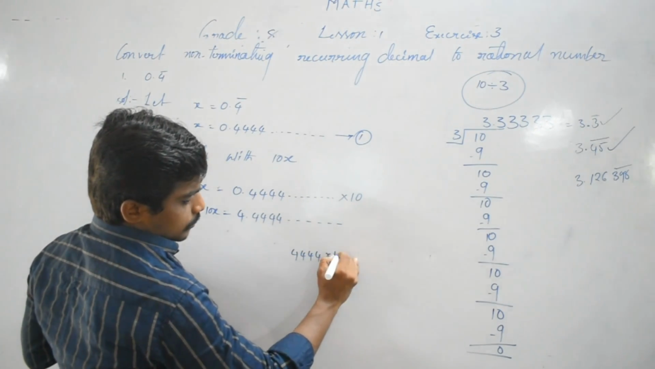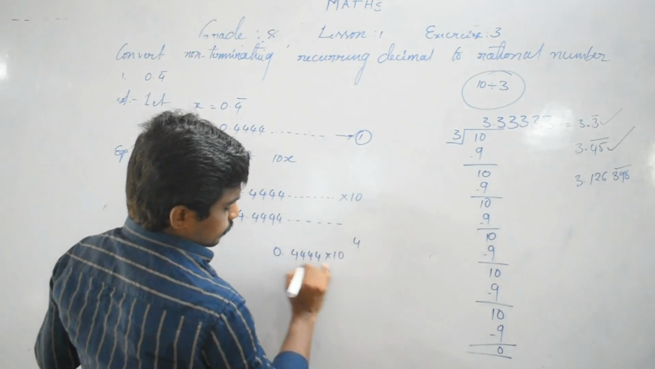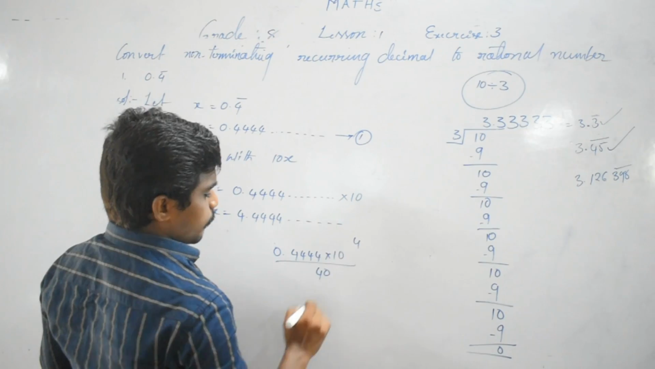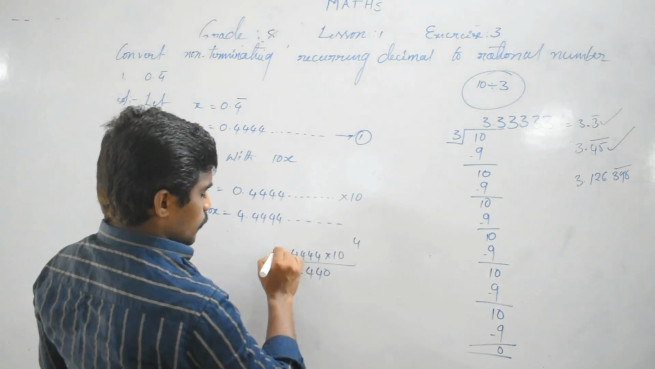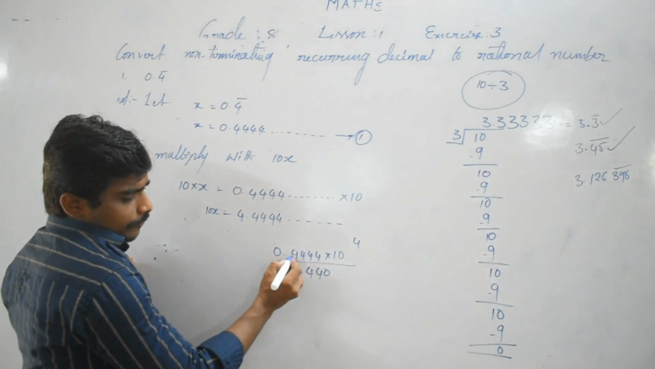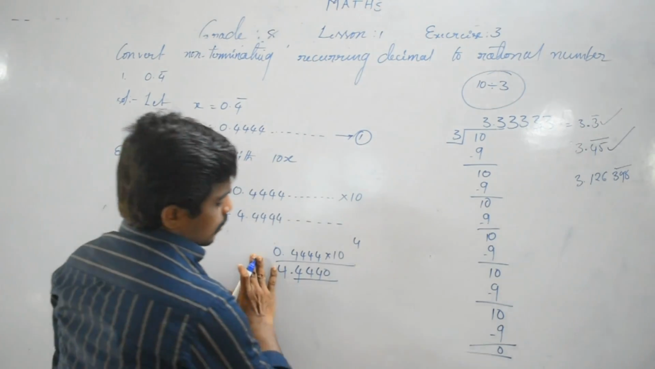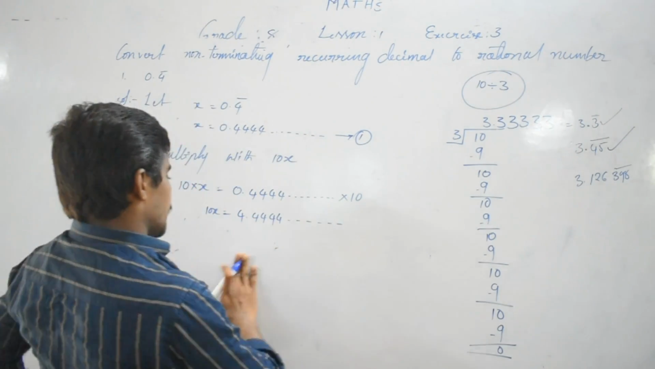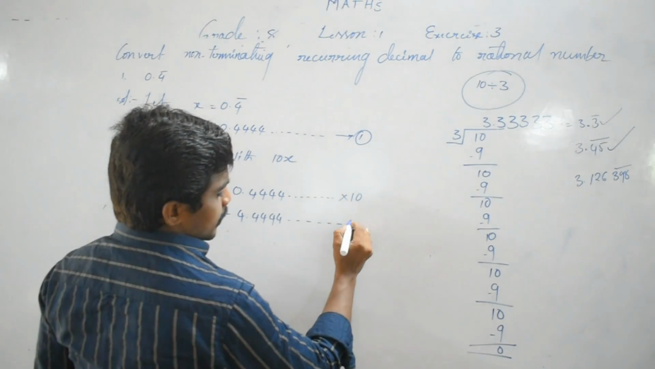Why? Here see, 4 tens are 40, plus 4 makes 44. 4 zeros are 0, plus 4. So here the point comes after 4 numbers, giving 4.444. So this is equation 2.